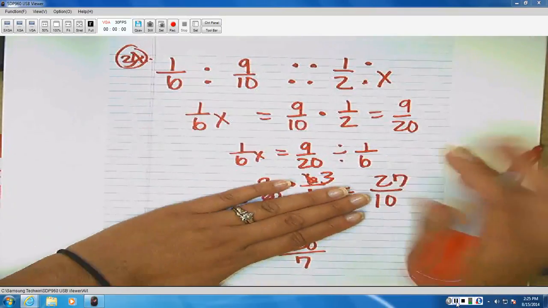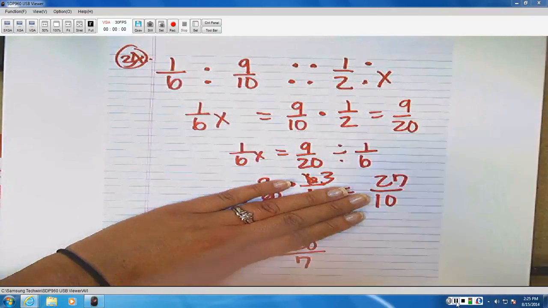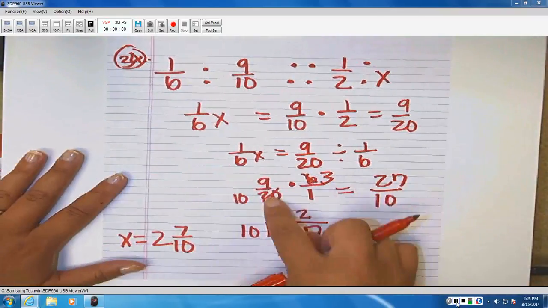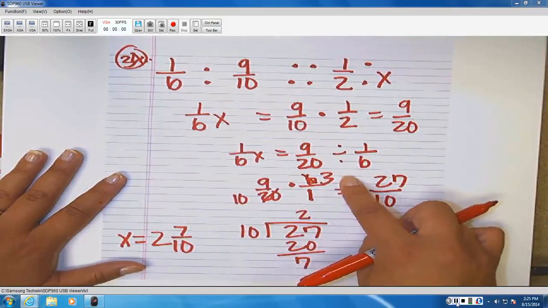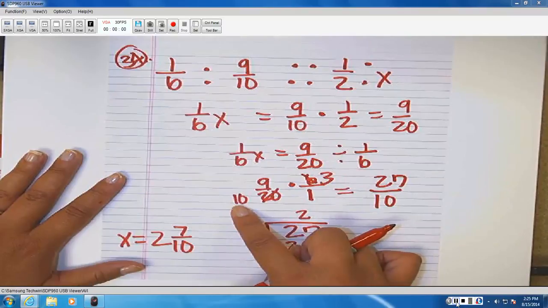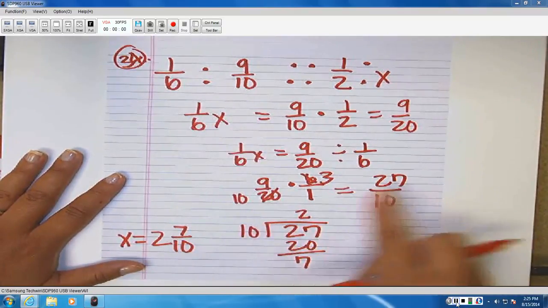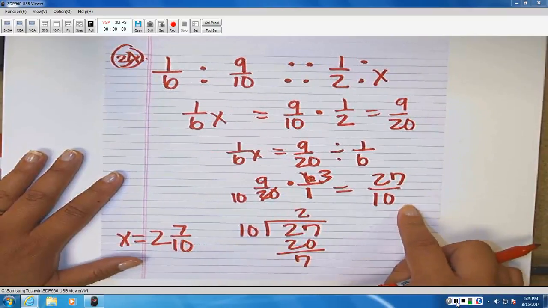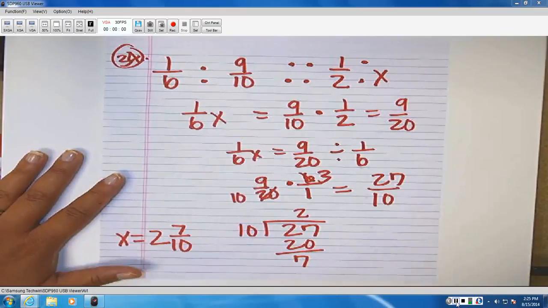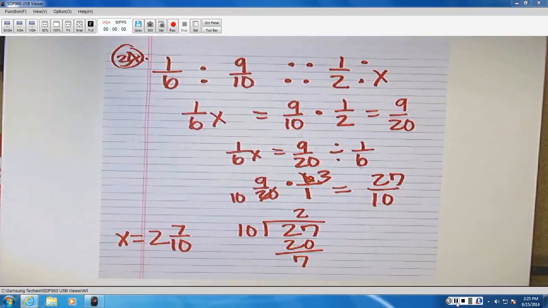So then we had this division problem. We're going to flip that 1/6 upside down so then we can multiply across. And we had 9/20 times 6 over 1. We reduced because 2 would go into 6 3 times and 2 would go into 20 10 times. So we reduced and then we multiplied across. 9 times 3 is 27. 10 times 1 is 10. We had 27/10. That's an improper fraction that we then manipulated to turn into a mixed number, and x equals 2 7/10. Okay. That's how you do number 34.